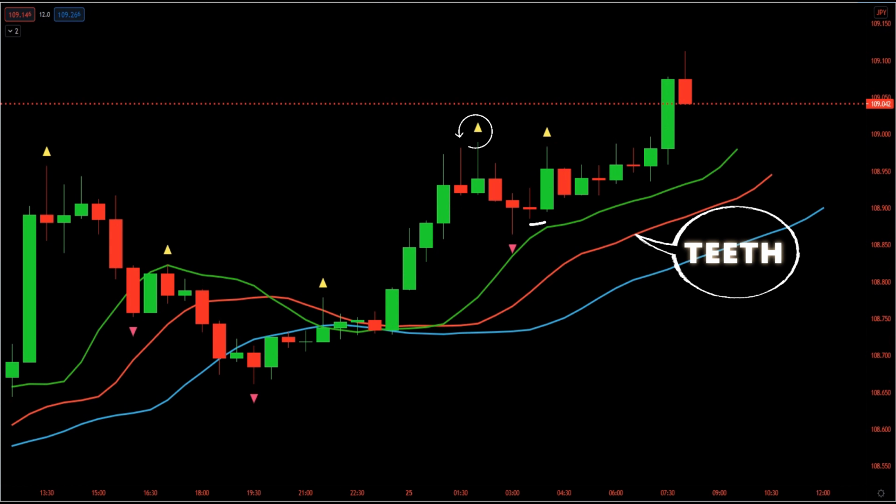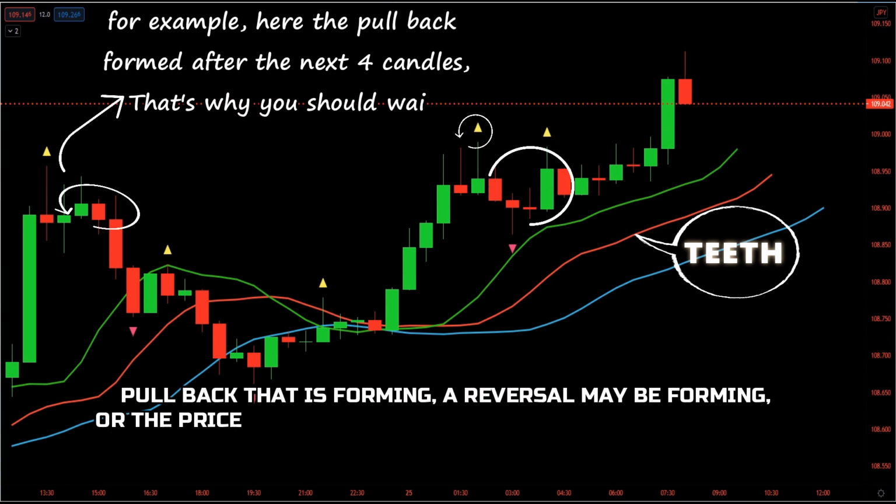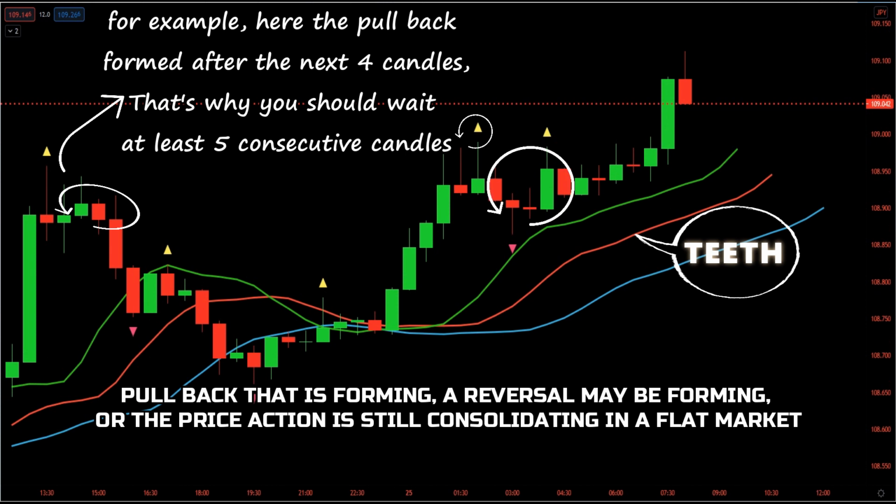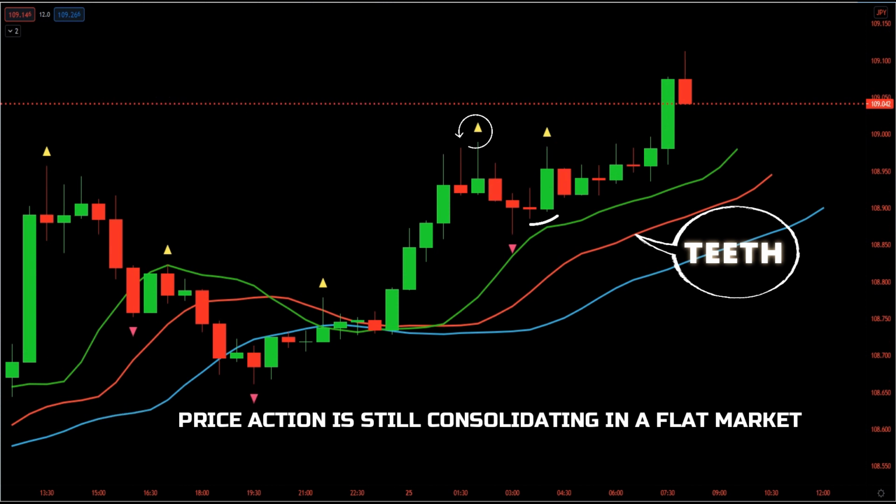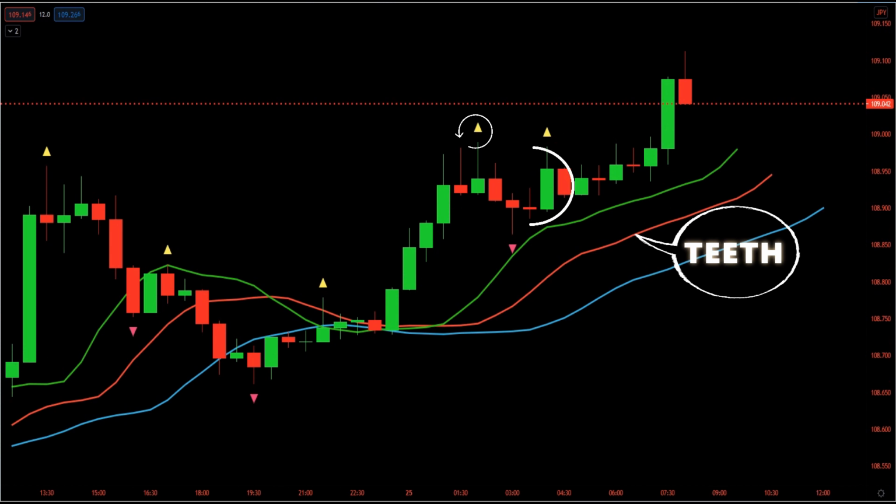The reason this strategy has to wait for at least 5 consecutive candles is that this is the time where either a pullback is forming, a reversal may be forming, or the price action is still consolidating in a flat market. Any one of those does not sound pleasant if you are looking for a big upward bullish move to form on the chart.